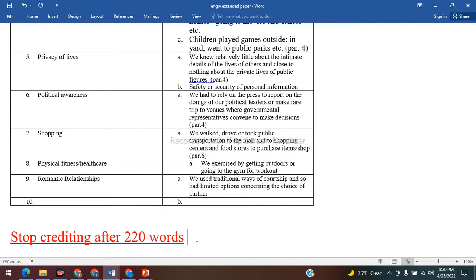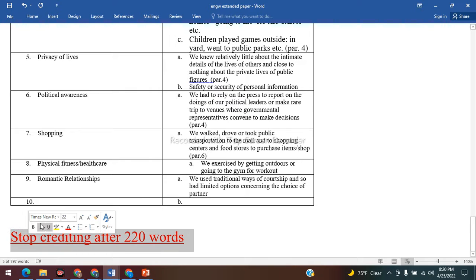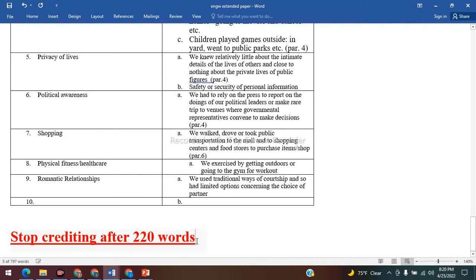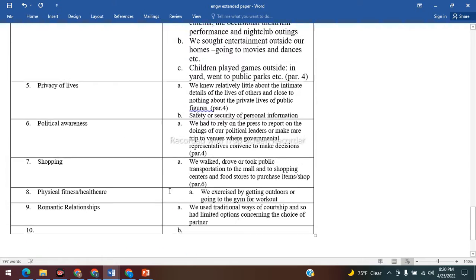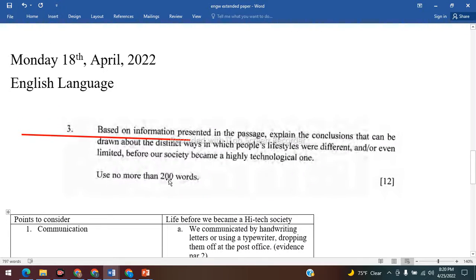Do you imagine how harsh that is? In the mark scheme, they tell us that we have to stop giving you all points after 220 words. So if you know it's good for you, stay within the 200 words that they say.